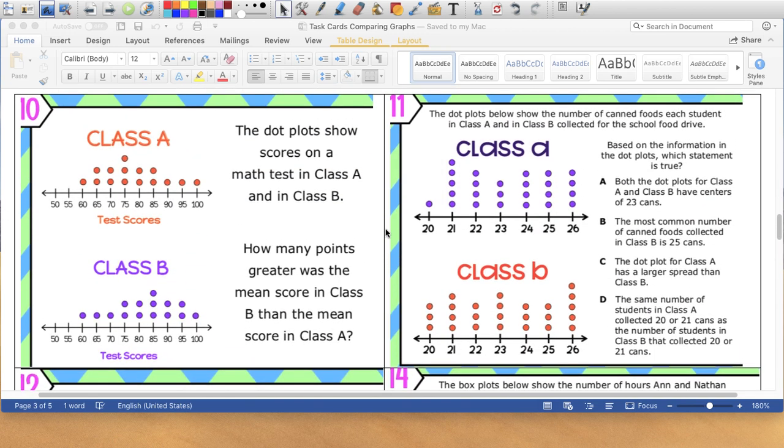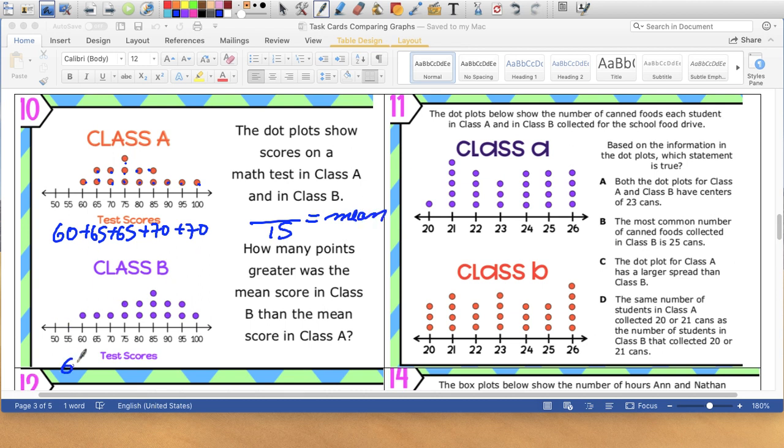Number 10. The dot plots below show scores on the math test in Class A and Class B. How many points greater was the mean score in Class A? So this one, you're going to have to find the mean. So you're going to have to do 60 plus 65 plus 65 plus 70 plus 70, and then plus 75 plus 75 plus 80 plus 80 plus 85 plus 85 plus 90 plus 95 plus 100, and divide by the number of scores, 15.